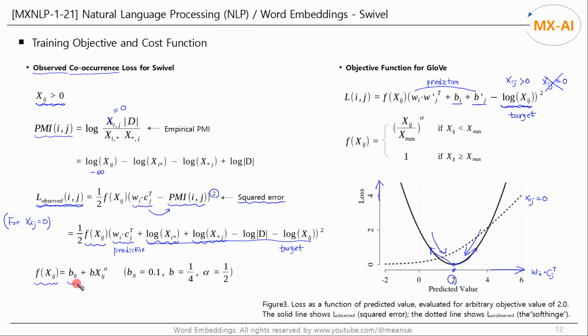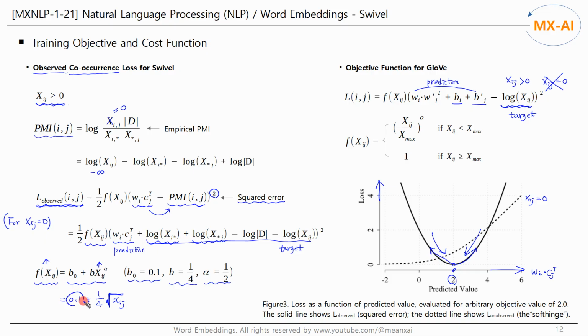The original Swivel paper defines fxij as follows. After experimenting with different settings, the authors report that the best results were obtained with b0 equal to 0.1, b equal to 1/4, and alpha equal to 1/2. The square root term is particularly important here. As the co-occurrence count increases, the weight also increases. But instead of increasing directly with the count, it grows more gradually according to the square root. For example, a pair that occurs 100 times receives a weight roughly 10 times larger than a pair that occurs once, rather than 100 times larger. This prevents extremely frequent pairs from completely dominating the training objective.